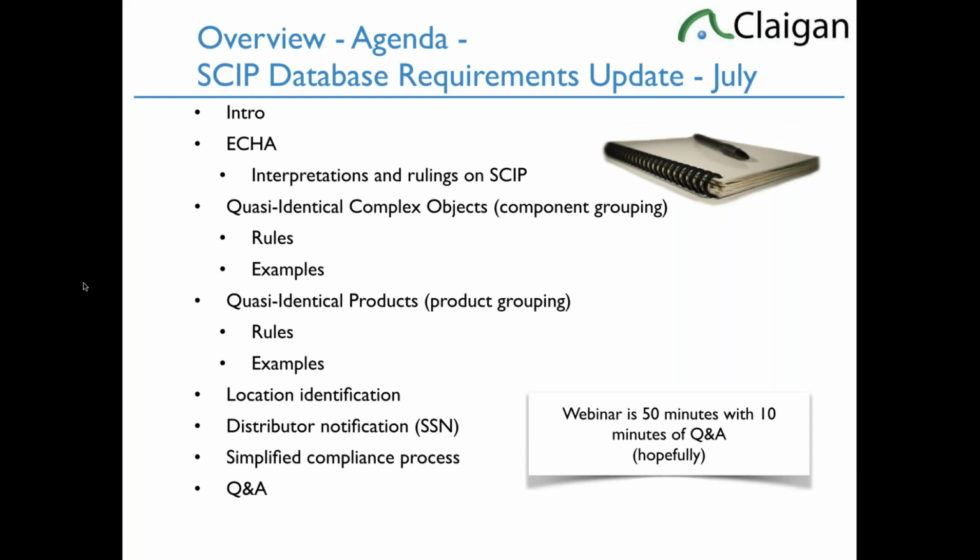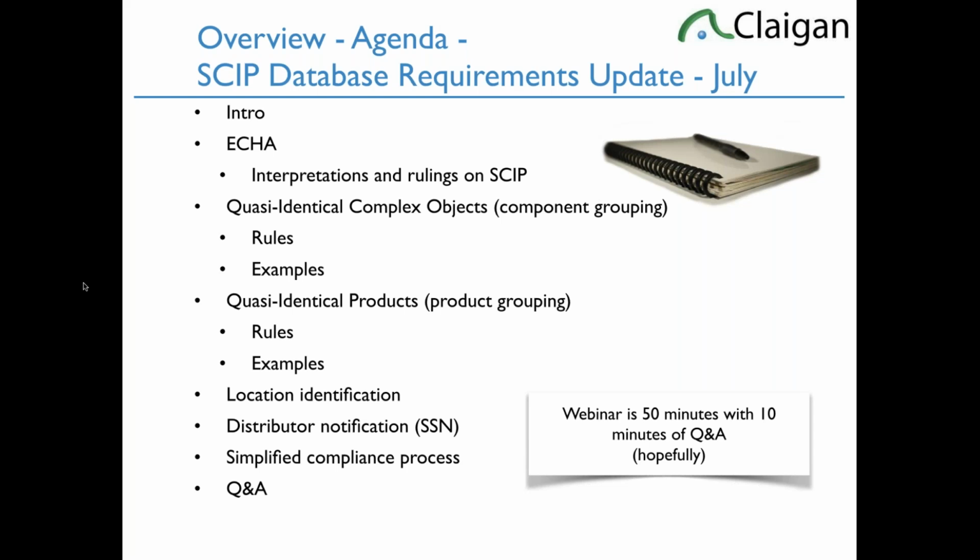Then we're going to talk a little bit about ECA and interpretations and rulings on SCIP, what they can give interpretations on and what they cannot. Hopefully that provides a little more context on why a lot of things are recommendations, or not quite written in stone, or why these parts are really important and these parts have more options around them, and why there's sometimes a lack of specificity in certain guidance.